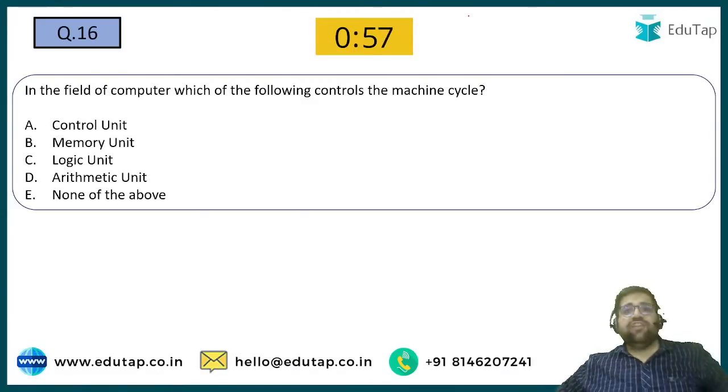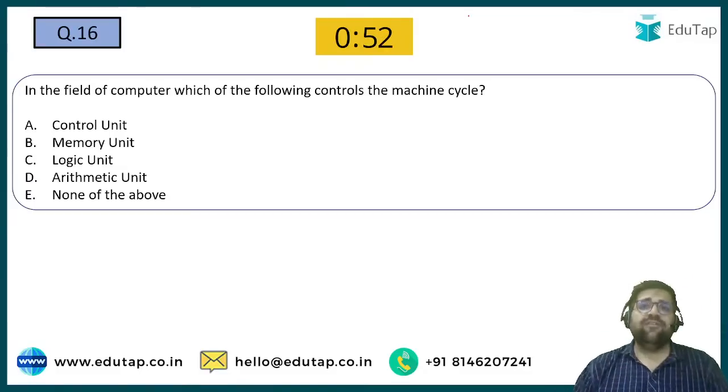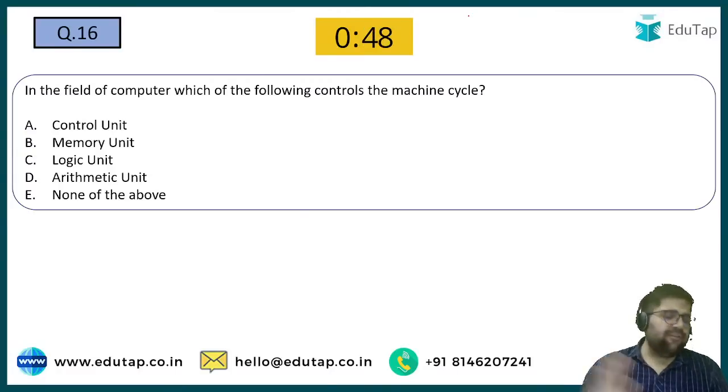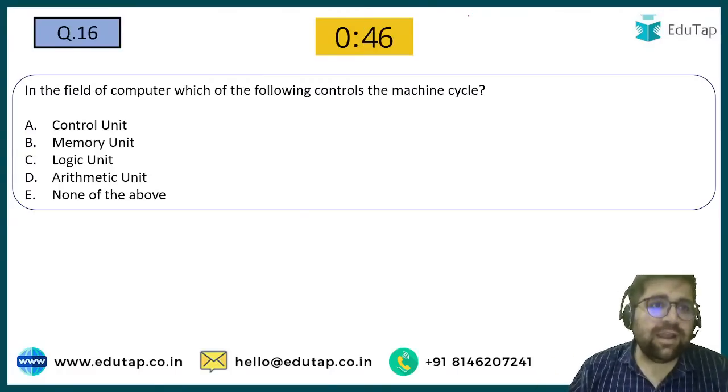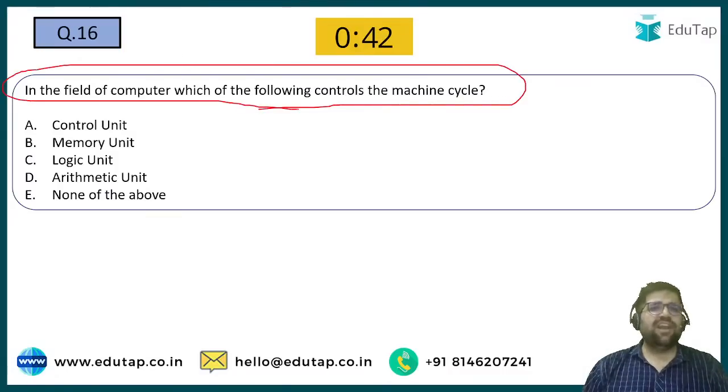Yes, PAN, that is your personal area network. Then we have your WAN, wide area network. MAN, metropolitan area network. That we will discuss in the chapter of network, okay? In the field of computer, which of the following controls the machine cycle? This we have already discussed. All you need to answer is this.